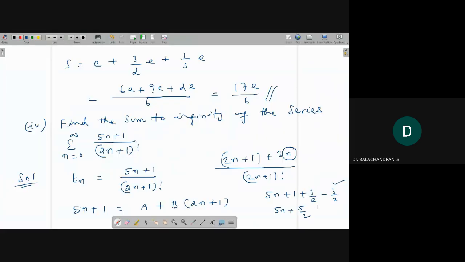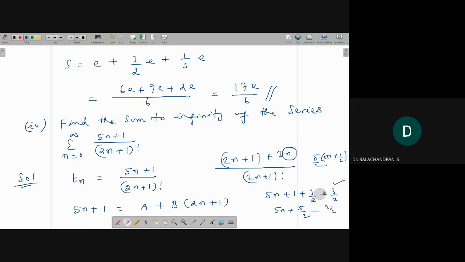Yes, 5 by 2 minus 3 by 2. So if you take 2n plus 1, I need 2n plus 1. If you take 5 by 2 common, n plus 1, 5 by 2 common, please. Okay, so 2n plus 1. So you are correct, Bhavan.